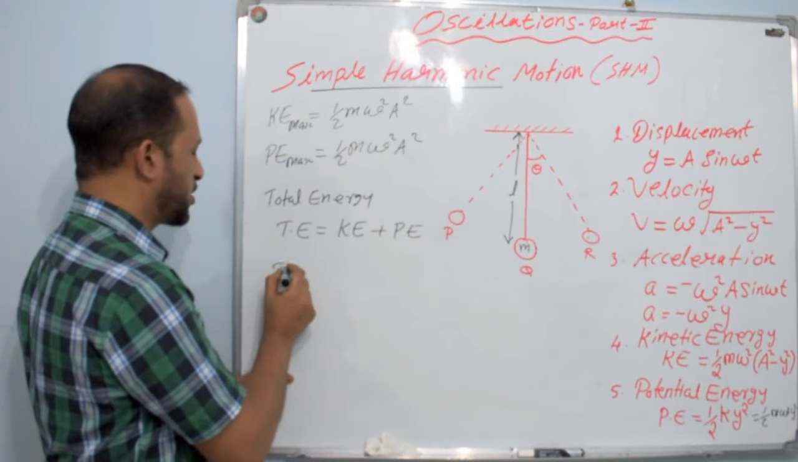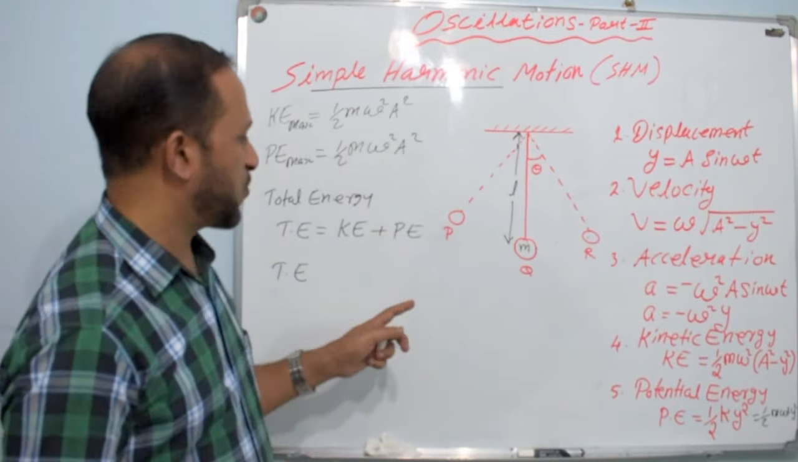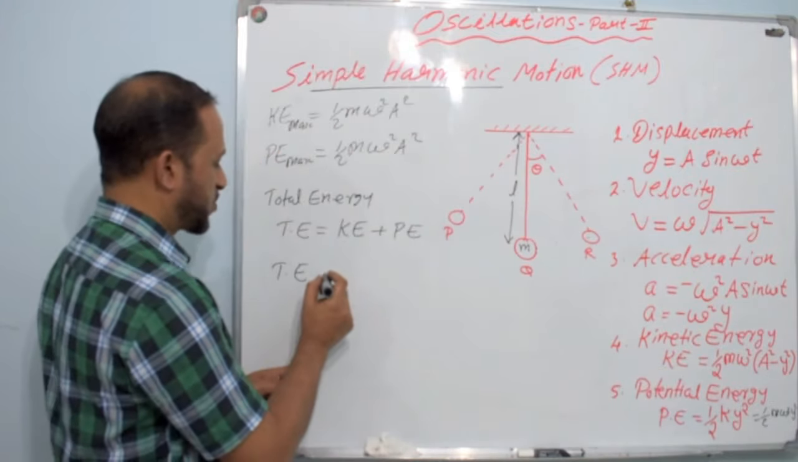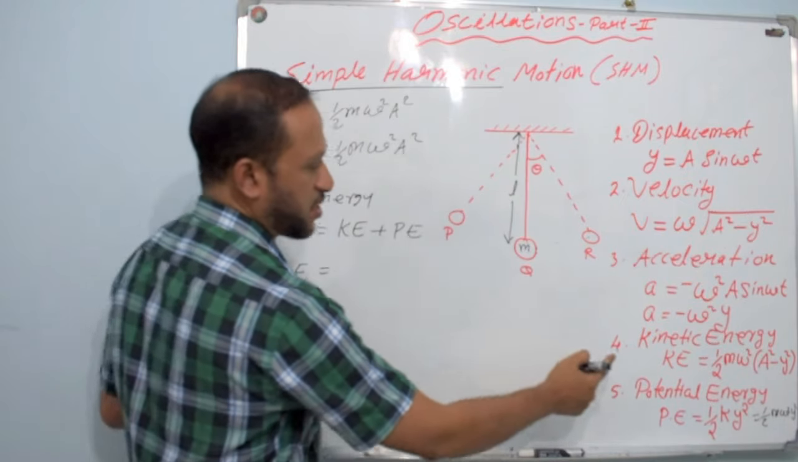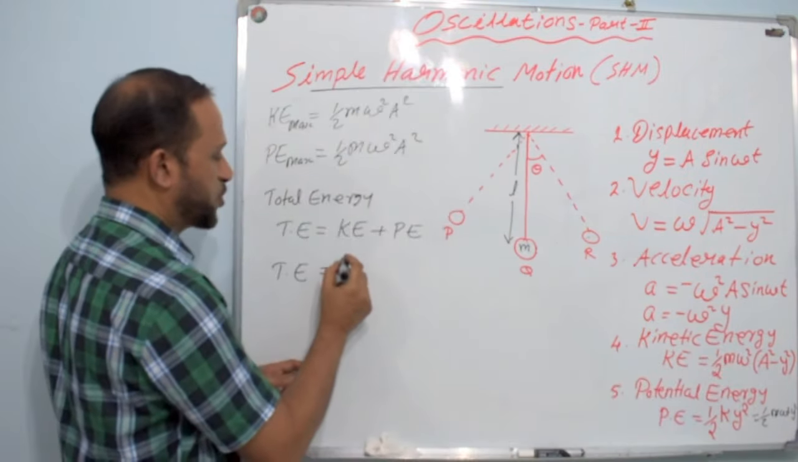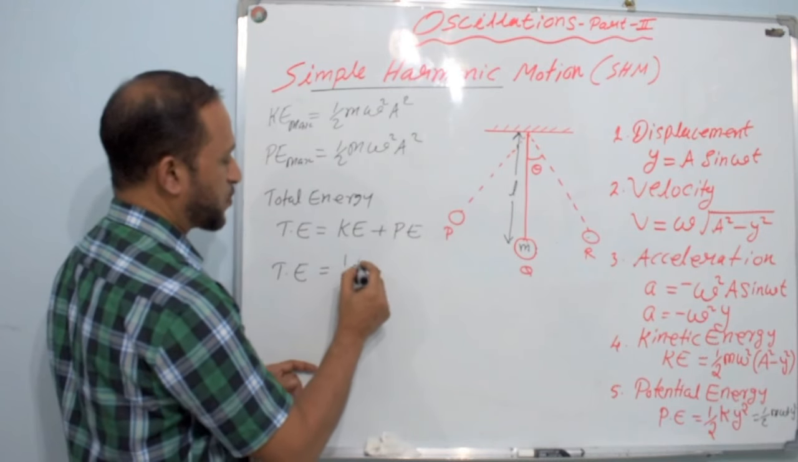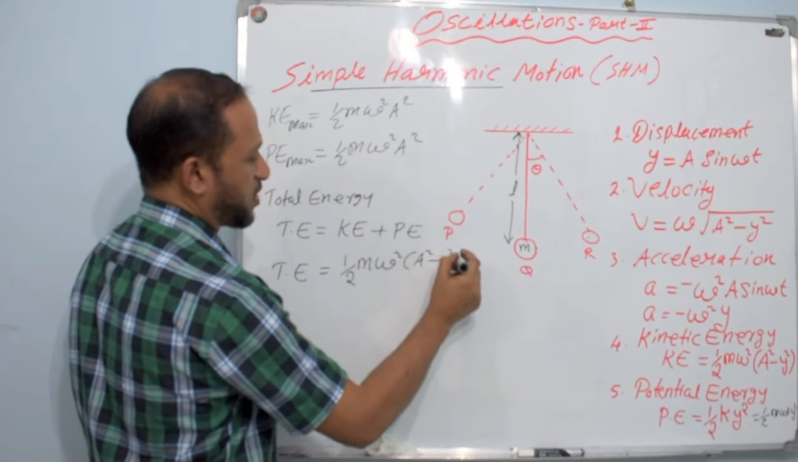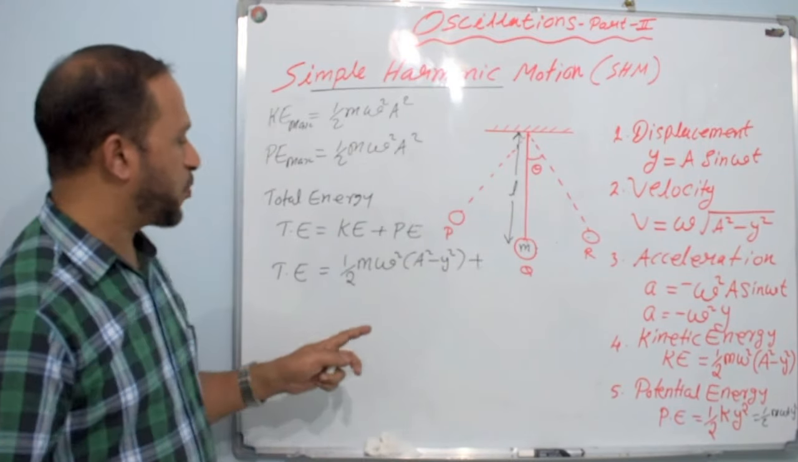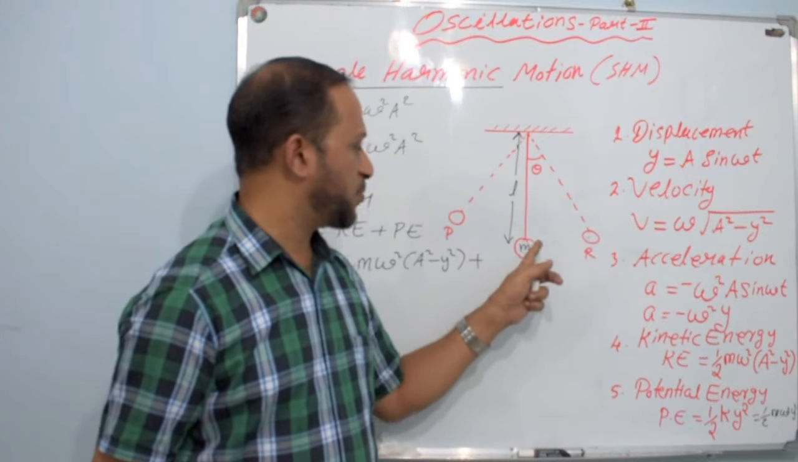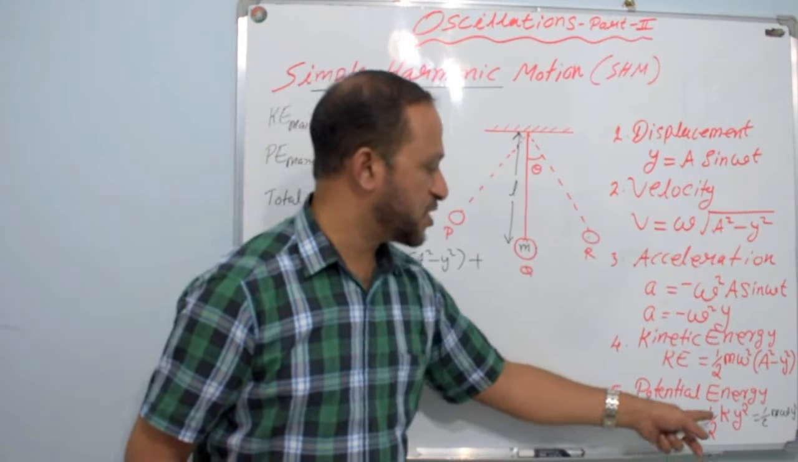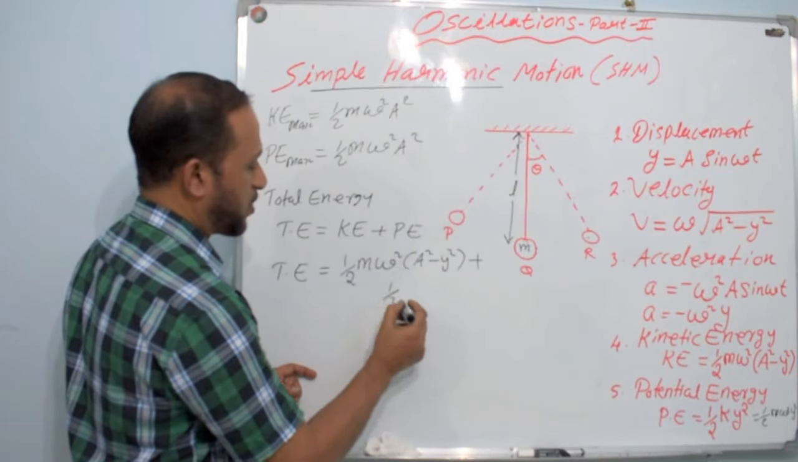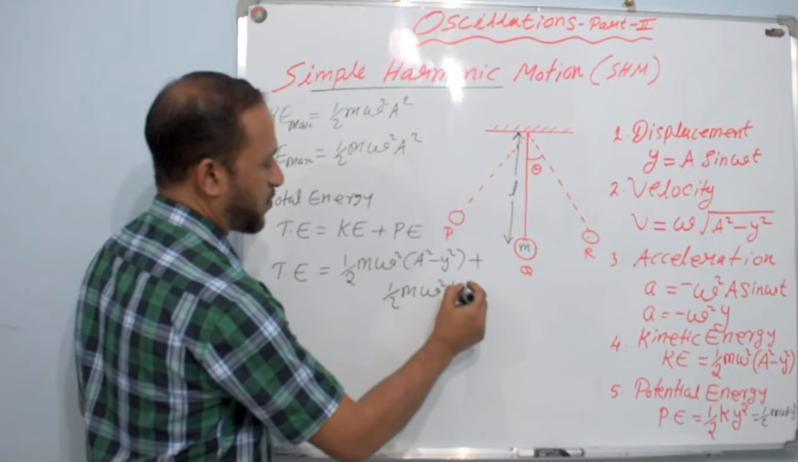Total energy is equal to, we have the equation for kinetic energy, half m omega square into a square minus y square. At any position, the kinetic energy is half m omega square into a square minus y square, plus, at any point in between extreme position and mean position, the potential energy is half m omega square y square.